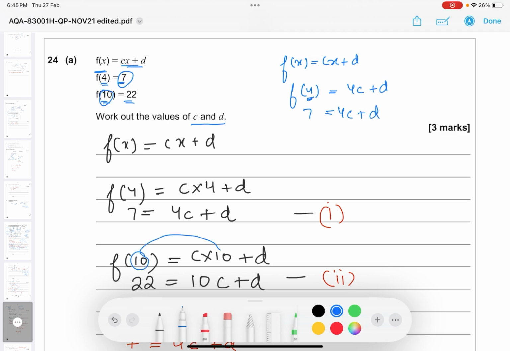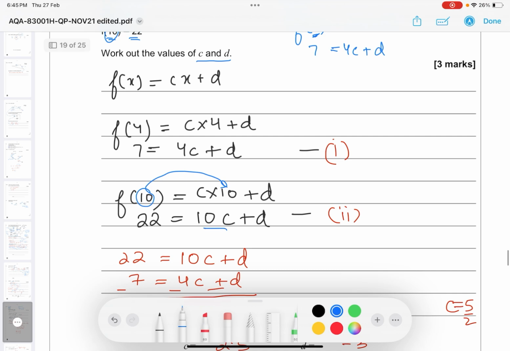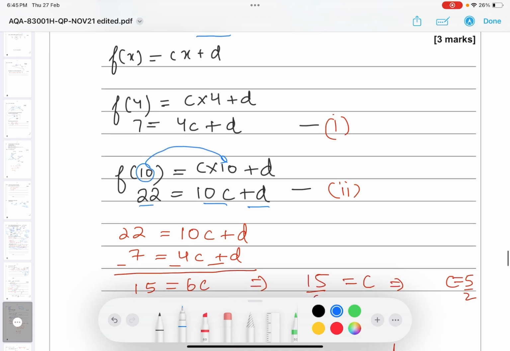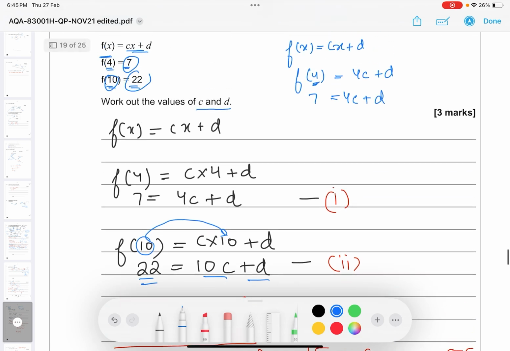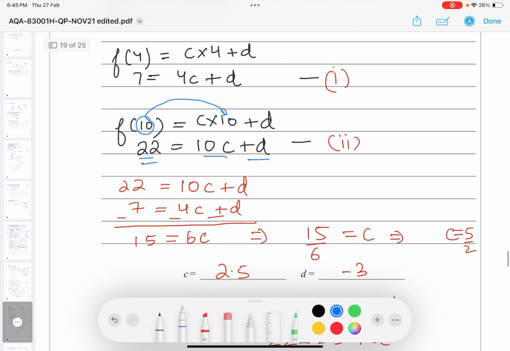If I replace x by 10, I will get 10C plus D equals 22, because the value of f(10) is already given to us as 22. So it would be 22 equals 10C plus D and 7 equals 4C plus D. This is second, this is first, just subtract second and first. If I subtract, I always change the sign. So it would be 22 minus 7 is 15, 10C minus 4C is 6C, D minus D is nothing.